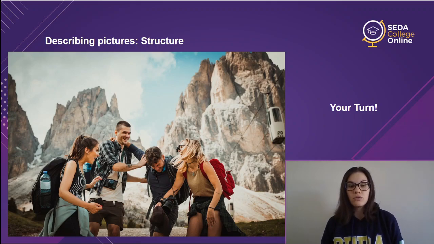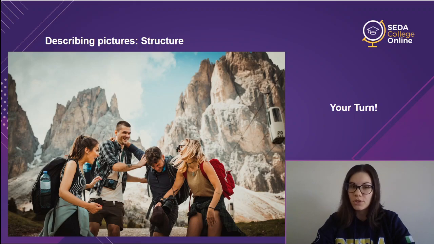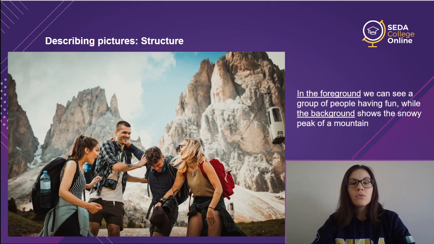Okay, so you don't have to make a really, really complex sentence. You can keep it simple. Now I will show you a possible answer, but many things could be possible here. That's what I wrote. In the foreground, we can see a group of people having fun, while the background shows the snowy peak of a mountain. Okay, so in the foreground we have people, a group of people. In the background we have snowy mountains.